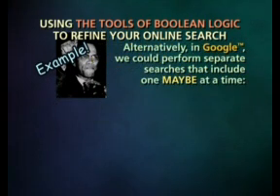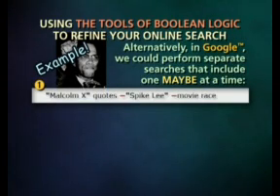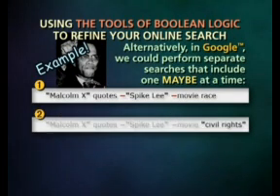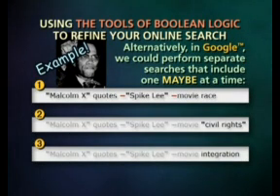Now, alternatively, we could perform separate searches that include one maybe at a time. For example, we could start by searching for "Malcolm X" quotes, minus "Spike Lee", minus movie, race. And then perform additional searches for the same string, but replacing race with "civil rights", and then the same string, but replacing "civil rights" with integration.